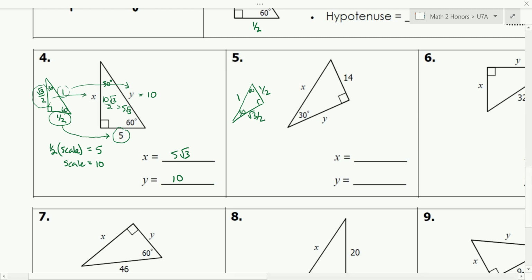So did you guys find the scale factor? What's the scale factor here? 28. Good. So going from 1/2 times what equals 14, you can find that the scale is going to be 28. So that means x is going to be 28 times 1, and y is going to be 28 times root 3 over 2, which is 14 root 3.